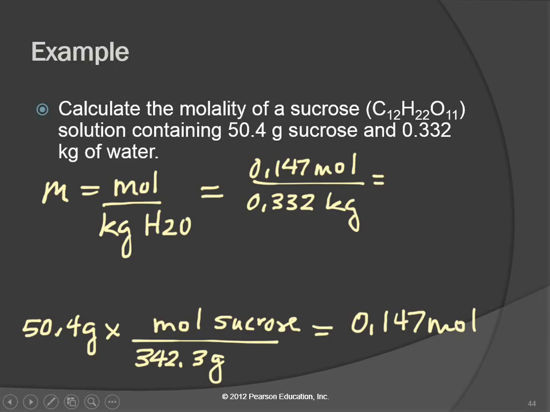And they gave us kilograms of solvent. So 0.147 divided by 0.332 is 0.443 m. Molality, moles per kilogram. Any questions?